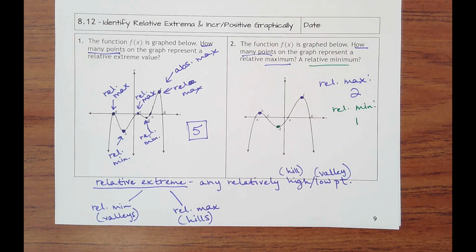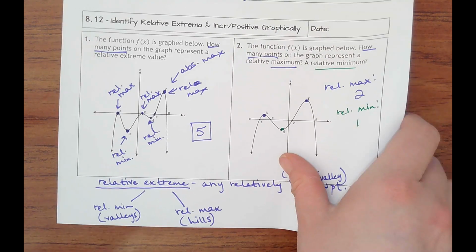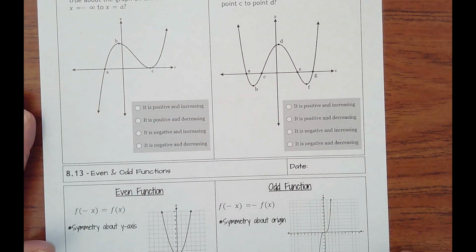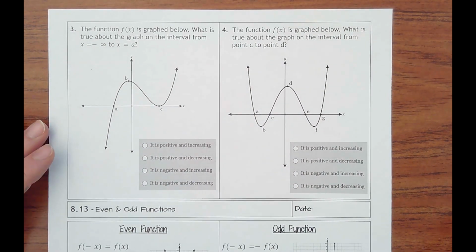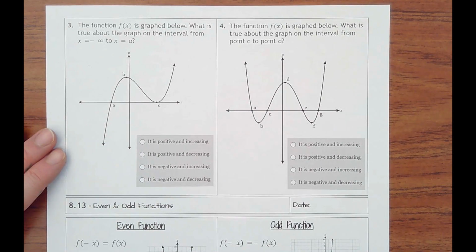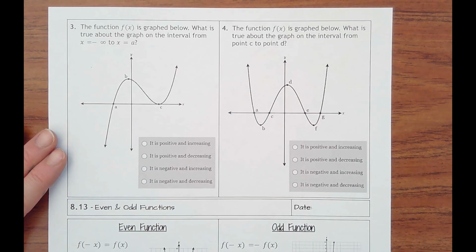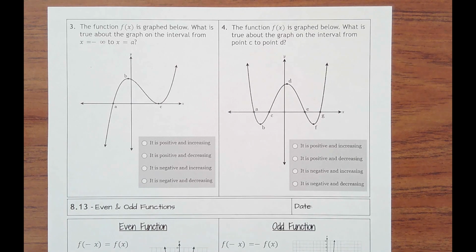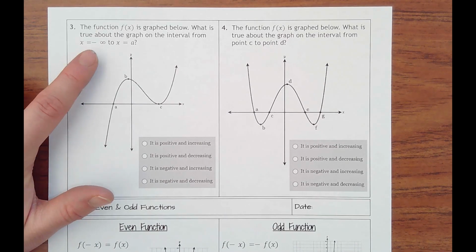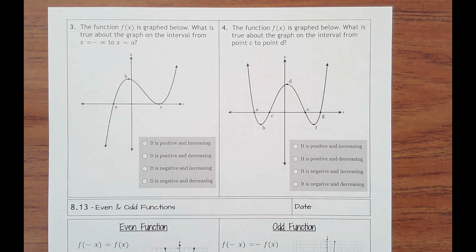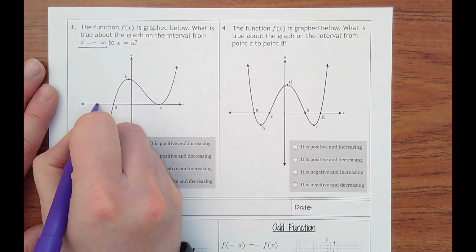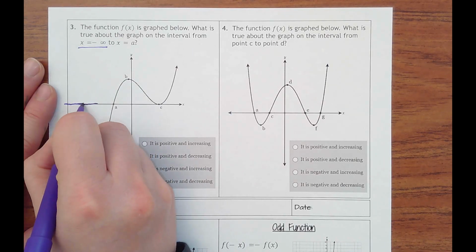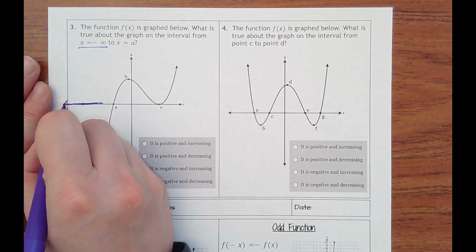There are 2 more problems if you go to page 10 of your notes. And this is simply talking about increasing, decreasing stuff, positive, negative. So the function f of x is graphed below. What is true about the graph on the interval from x is negative infinity to x equals a? This kind of goes along with our end behavior. When x is negative infinity, that means x keeps getting smaller and smaller and smaller. So that would be going this direction.